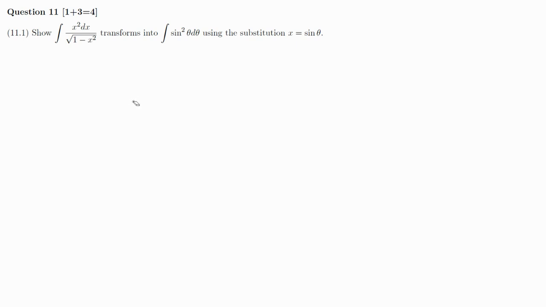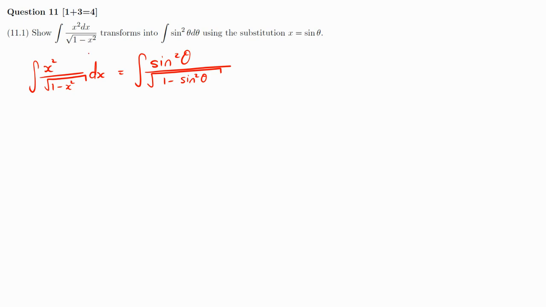Question 11. They ask us to show that this transforms into this by using the substitution of x equal to sine theta. Okay, so now let's do it. Let's change this integral. So x squared over the square root of 1 minus x squared dx is equal to this. Remember, x is equal to sine theta. So the top part will now be sine squared theta over the square root of 1 minus sine squared theta.